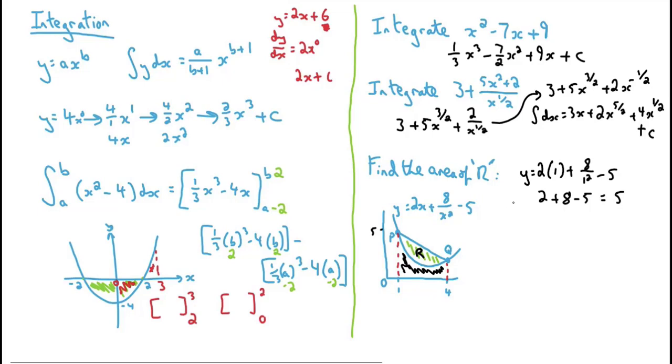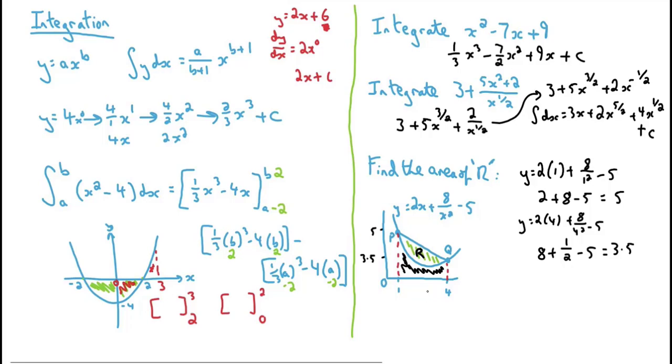And then next, if we do the same with the 4, so y equals 2 lots of 4 plus 8 over 4 squared minus 5. Well, that's 8, plus 4 squared is 16, so 8 over 16 is like a half, and then minus 5. That's going to give us 3.5.